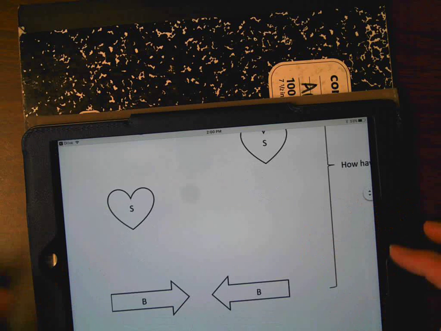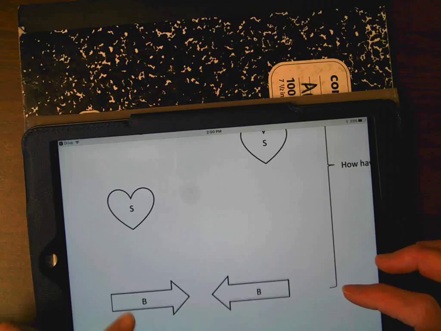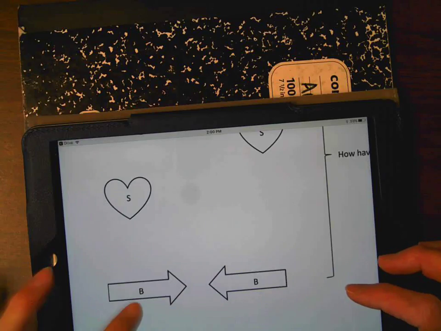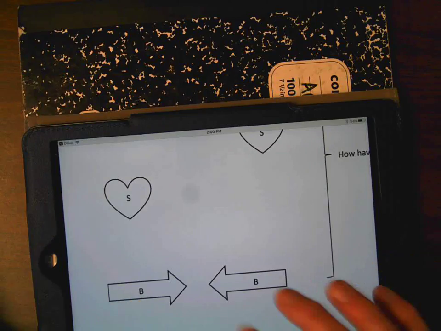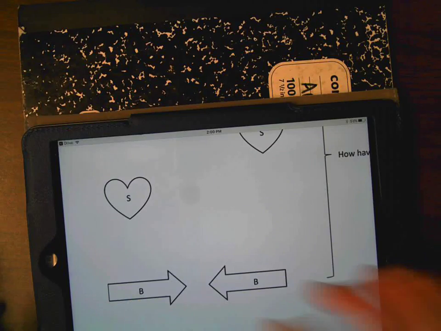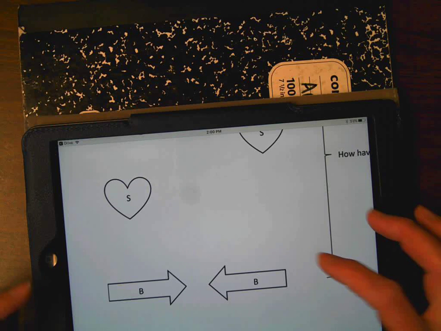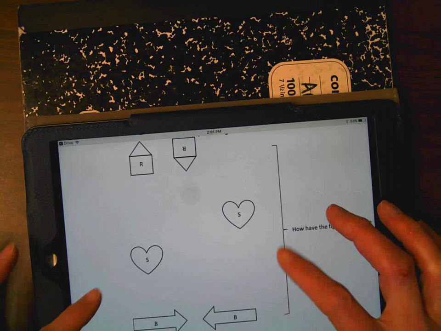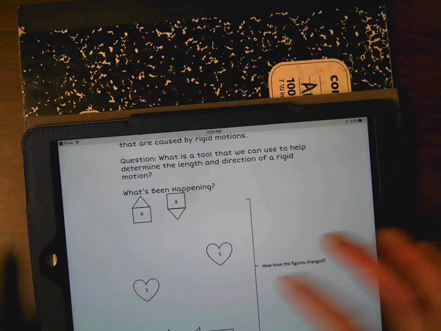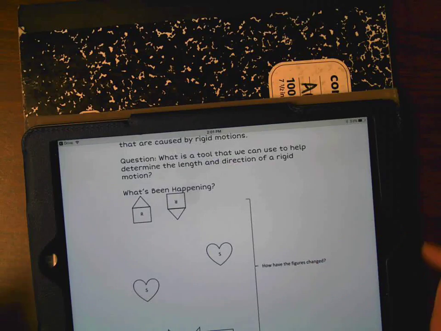All right, and then the last one I want you to look at is we had an arrow that we started right here. Okay, it's labeled B. And now all of a sudden that arrow has something done to it, and now it's looking backwards, except the B is going the same direction. So that's a little bit interesting. I think the B was supposed to go backwards too. So the question that I'm asking you is, how have the figures changed?